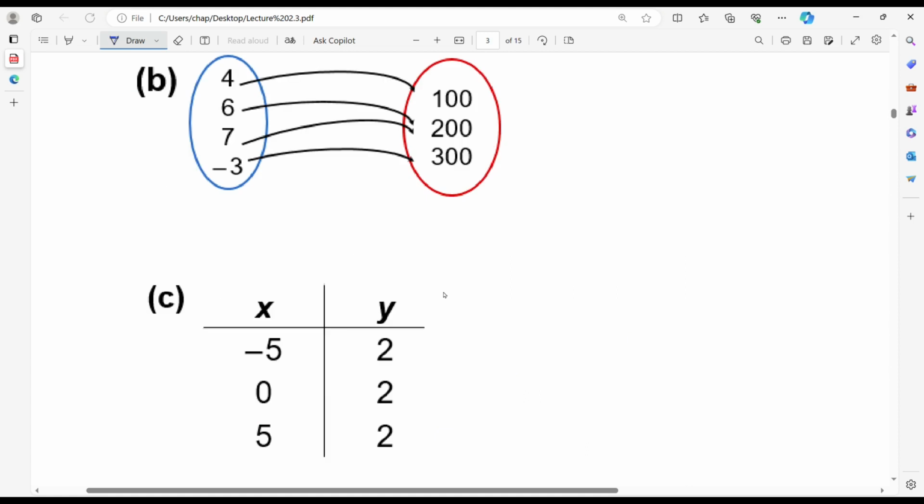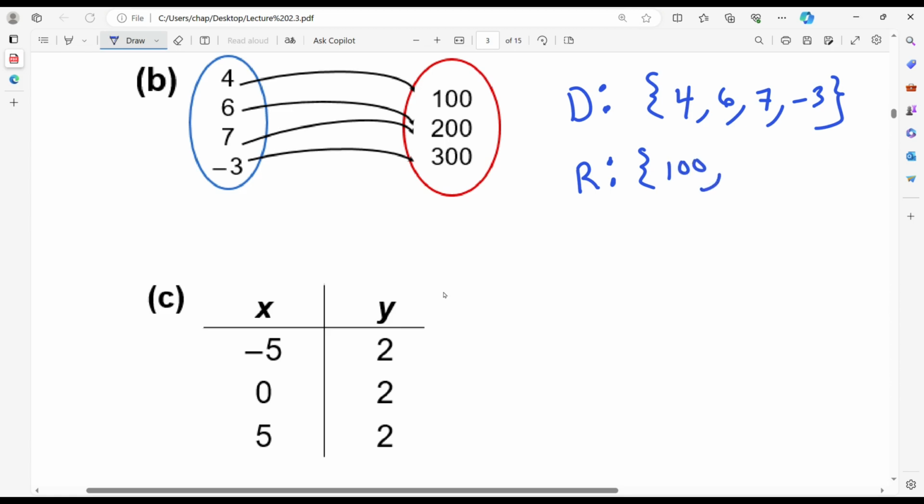In part B, 4 gets mapped to 100, 6 gets mapped to 200, 7 gets mapped to 200, and -3 goes to 300. The domain is the set of all x values, 4, 6, 7, and -3. The range is the set of all outputs, so we have 100, 200, and 300. In this case, we just have a set of values. The order doesn't really matter for our domain or range. Is this a function? Yes, it is a function.